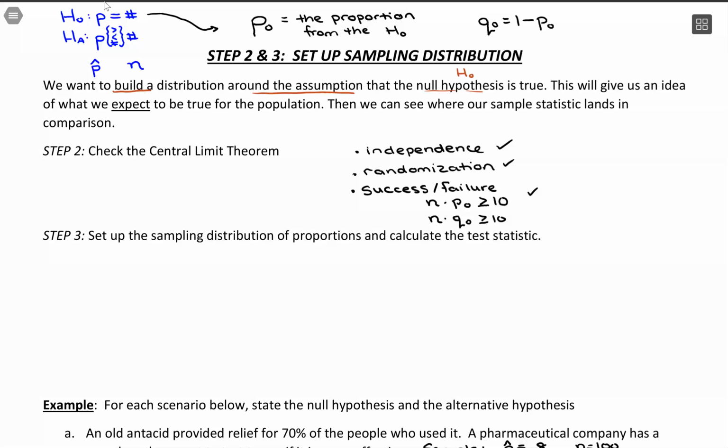Now our next piece is going to be to set up our sampling distribution of proportions. To do that, we need our parameters. We'll need our mean for the distribution, which will just be equal to that proportion from the null hypothesis. So we'll center it around the assumption that we're making. And then the standard deviation, which is the square root of P times Q over N. Same idea, it's just that proportion. We need to make sure that's coming from our null hypothesis. Again, the idea being the sampling distribution is all built around that null hypothesis that we're using.